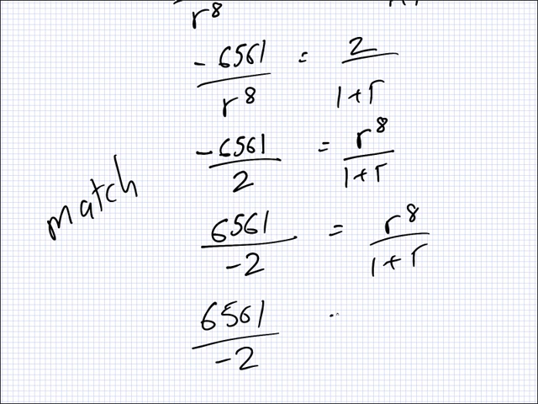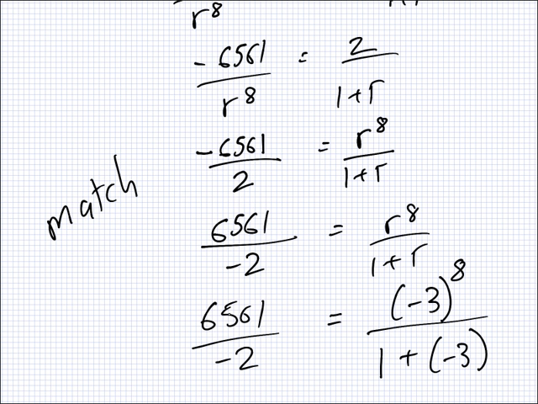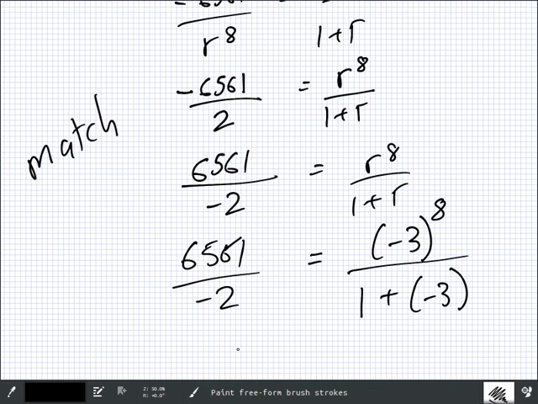But we have to be careful with the signs. So we need a number to put here so that we get a minus 2. So that could be minus 3. And maybe minus 3 power 8 does make 6561. If it does, then we're finished. We've found the answer.